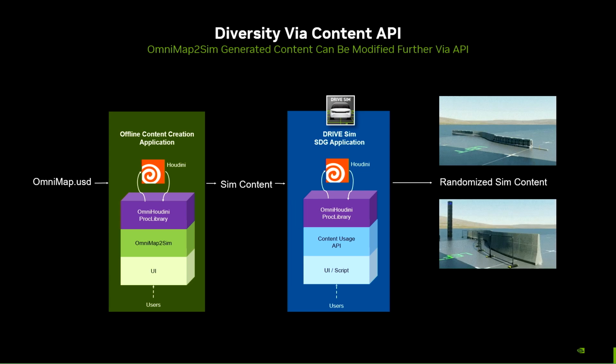So in our offline processes, we take these curves and we generate our content with our OmniMap2Sim pipeline, but then the sim content is fed to Drive Sim at runtime, and with our API, we are allowed to make variations in the assets. Because generating a scene is a big deal, and once you have a functioning scene with intersections and everything, it is very valuable to be able to verify some of the different variations of the world to further train your algorithms.